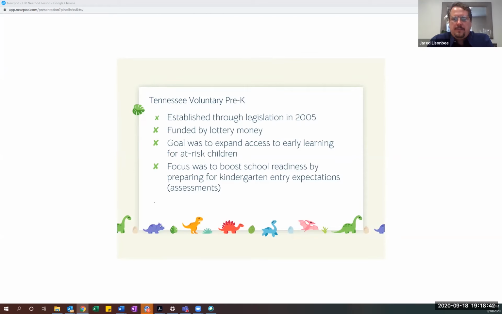Tennessee established their voluntary pre-K program in 2005. And apparently, since Tennessee is the volunteer state, it had to be voluntary. So, that's where that came in. Actually, most programs are voluntary, but it's a Tennessee joke.